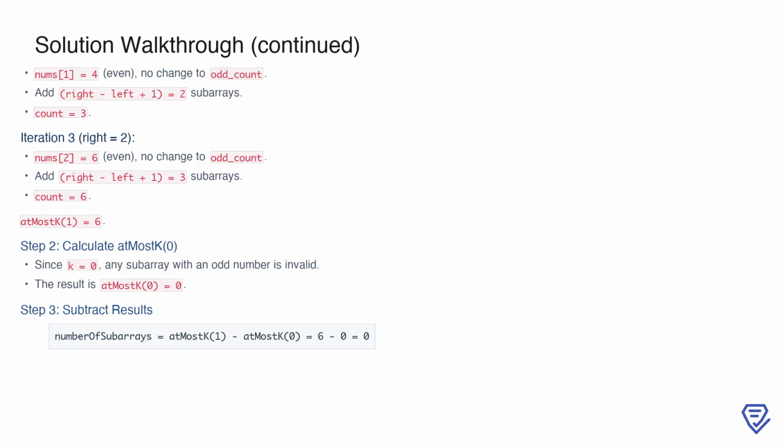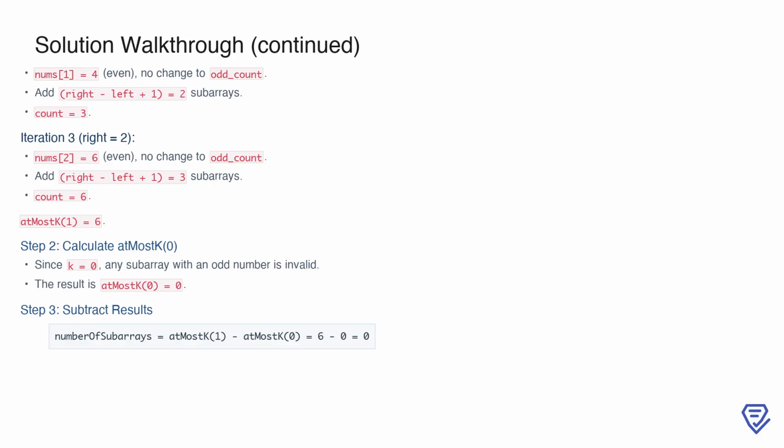In the second iteration of atMost(1), nums[1] is 4, also an even number, so odd_count remains 0. We add 2 subarrays, [2, 4] and [4], bringing count to 3. In the third iteration, nums[2] is 6, another even number, so odd_count still remains 0. We include 3 subarrays, [2, 4, 6], [4, 6], and [6], bringing count to 6. Therefore, atMost(1) equals 6.